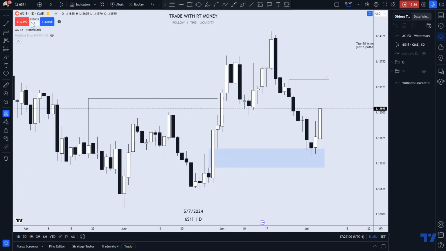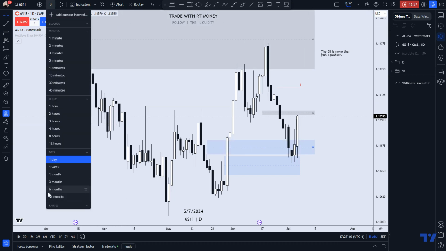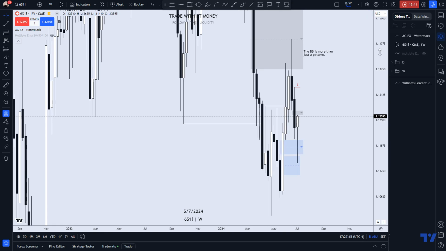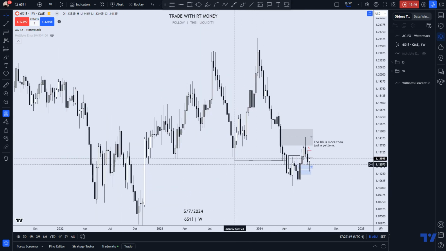All right, let's look at the Swiss franc. I find this one fascinating. Why? Because if we go to the weekly, we can see that the last break of market structure was this low being broken here. That is a bearish break of market structure.